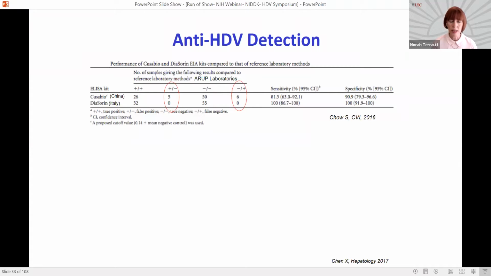Here's one study in which the ARUP laboratory is used as the reference standard, and then they're comparing two ELISA kits, one from China, a kit that's used in a lot of the Chinese studies, and also the Diasorin assay, which is from Italy. And just to highlight, in this particular study, the Diasorin assay performs very well. You can see the assay from China had reduced sensitivity as well as reduced specificity.